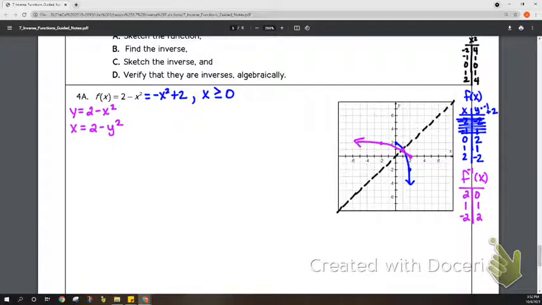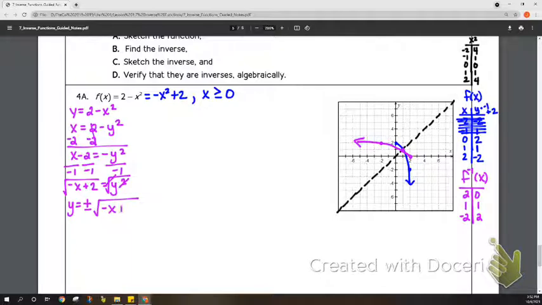And then we just need to solve for y. So I'm going to subtract the 2. And so we get x minus 2 equals negative y squared. Divide everything by the negative 1, and so we get negative x plus 2 equals y squared. And I need to get rid of the square, so take the square root. And so we get y equals, because the square and the square root cancel, plus or minus the square root of negative x plus 2.